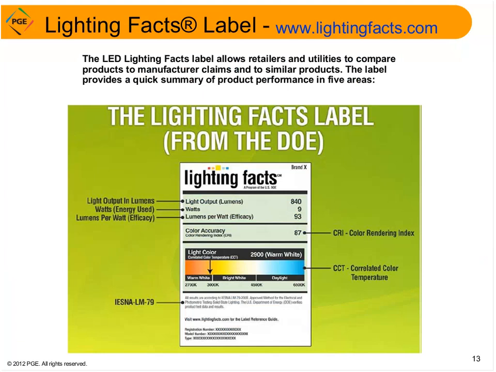So on this label, we're going to find the light output in lumens, the watts, lumens per watt. This is like miles per gallon. The correlated color temperature, which measures how warm or cool this light source is going to be. And also the color rendering index. This is a 0 to 100 scale, with 100 being the best. So in this case, the score of 87 would be actually quite good.